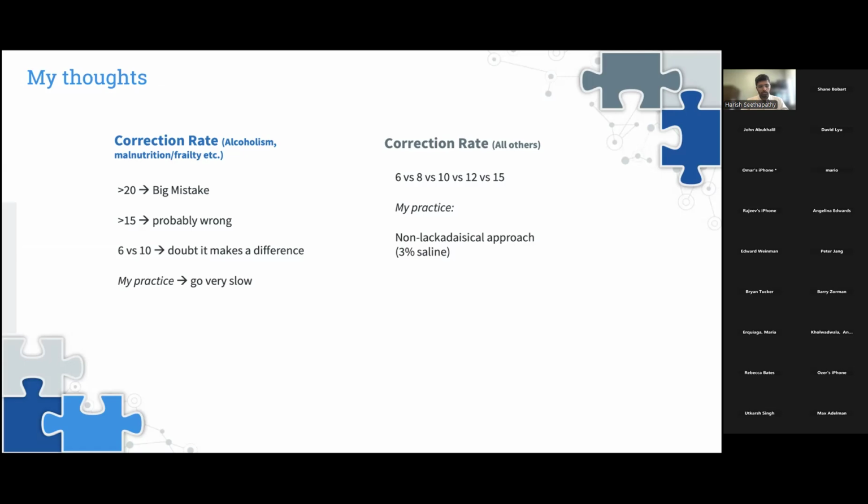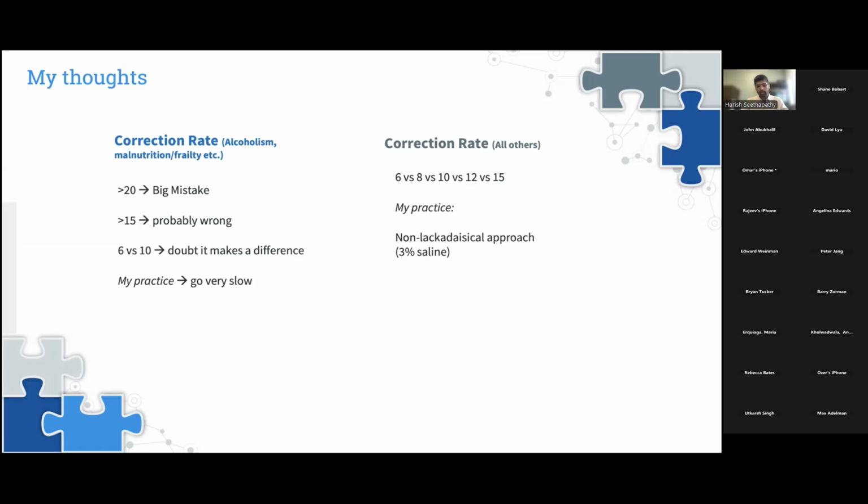And honestly, I don't think that's the reason why patients have CPM. They're just so predisposed to it. You could have gone at a correction rate of 3 or 4, and you could still have had CPM in those patients. My practice has been to go slow. I'm not advocating for large, high increases in correction, because I do think, especially in high risk patients with alcoholism, malnutrition, you have to be very careful because they're so predisposed.